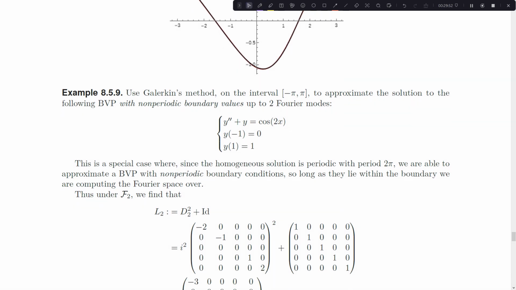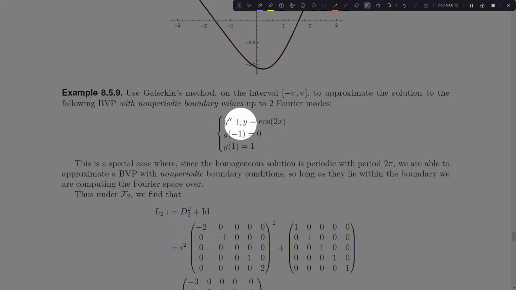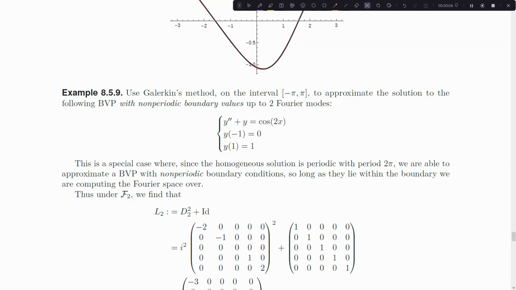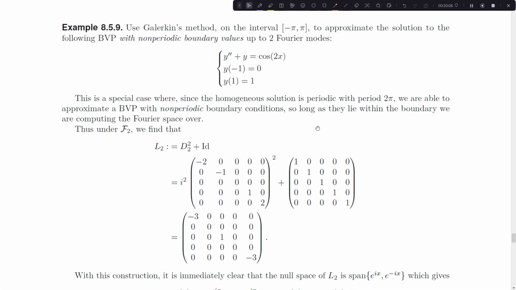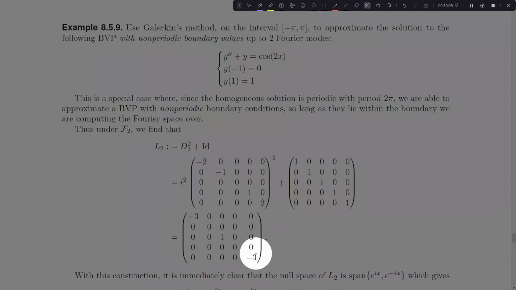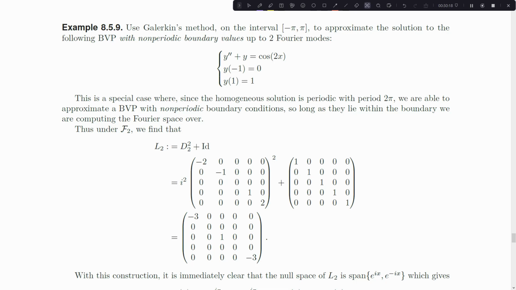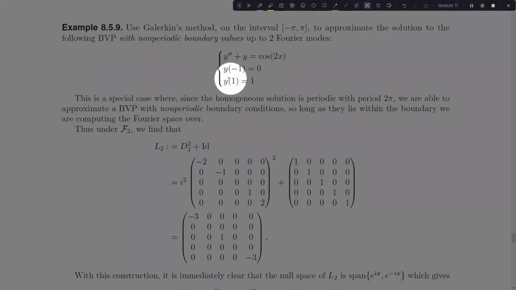And thankfully my coefficients over here, I don't even multiply by anything. So all I have is 2 derivatives and the identity, because on y there I just have the identity. So I calculate my derivative matrix, I add the identity onto it, square it. I recover this as my L. So this is now a matrix which fully represents the left-hand side of the ODE. And we're going to notice that we do not have periodic boundary conditions. But that's why I said we're going to use Galerkin's method on the interval minus pi to pi, because my boundary conditions are inside of minus pi to pi.